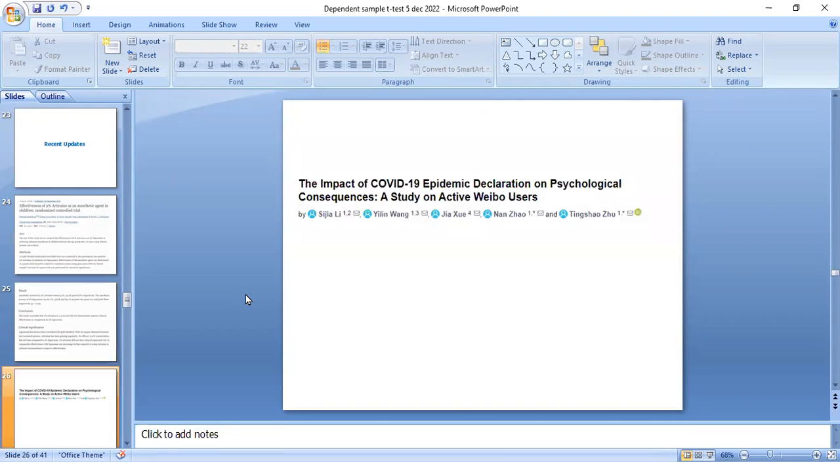The second article is The impact of COVID-19 epidemic declaration on psychological consequences, a study on active Weibo users.